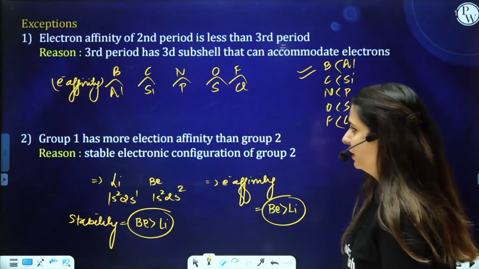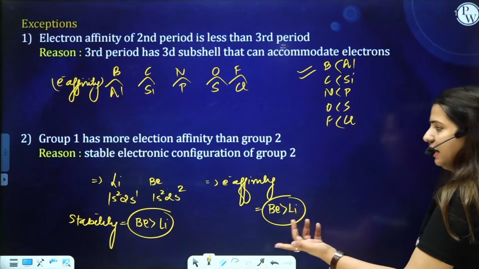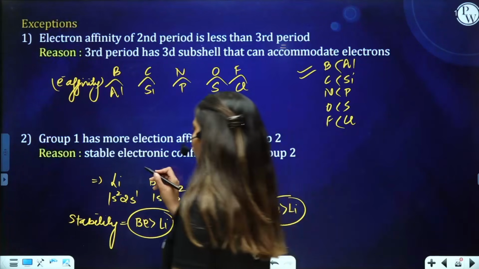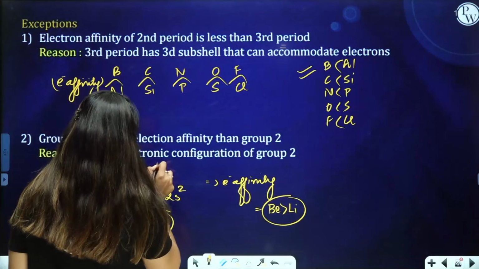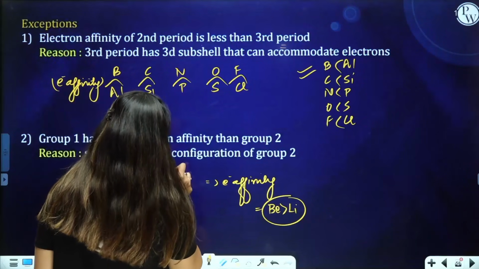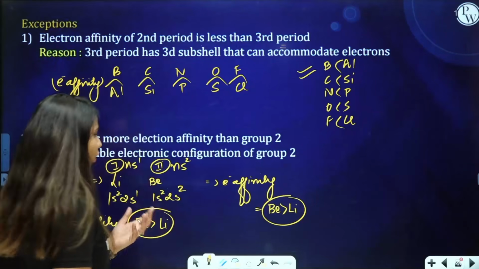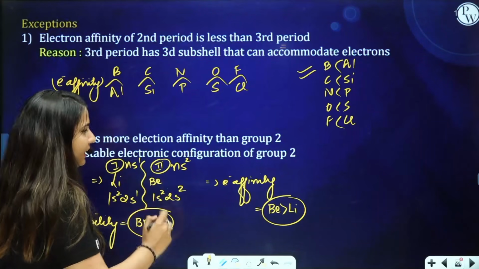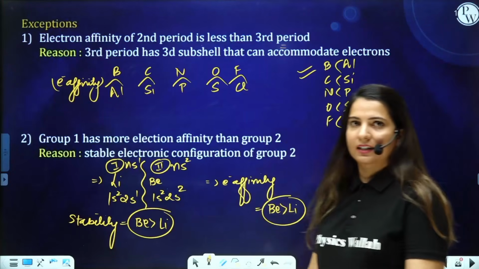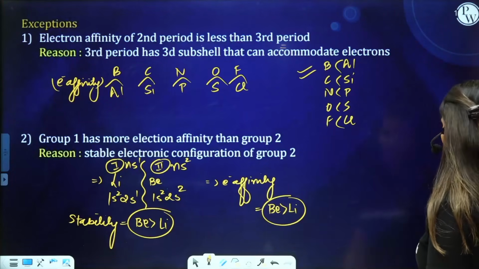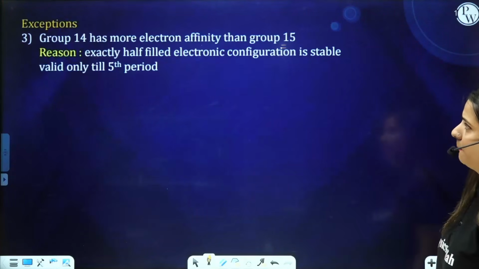Remember it very nicely, because you know that group number 1 has the electronic configuration ns1. Group number 2 has electronic configuration ns2. So already you know that ns2 has the stability of a fully filled s orbital, and it will require energy to accept an electron into it.